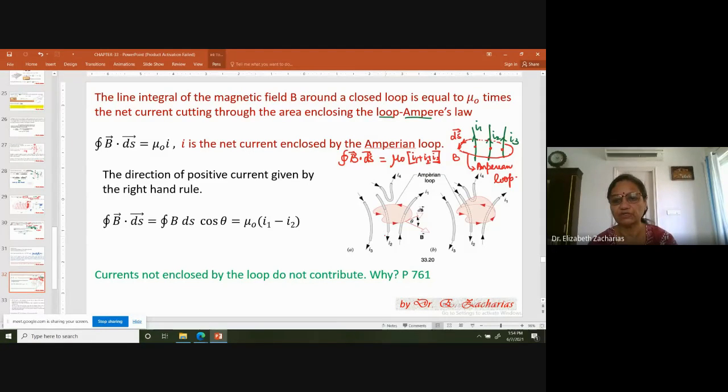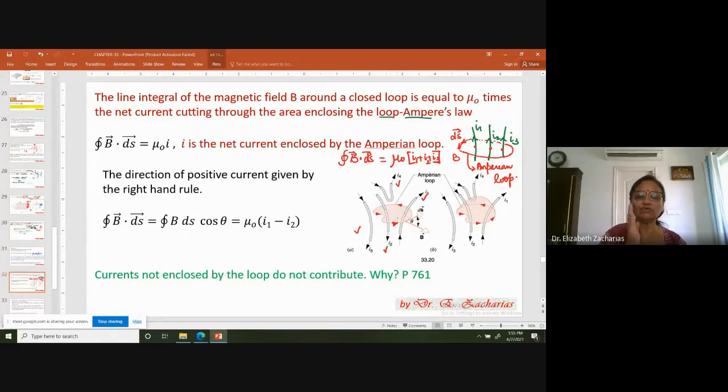I hope you're able to see the picture. Here is my loop. You can see the light pink, which is a surface enclosed by the loop. Here you have a current I1 which is going upward. There is a current I2 which is coming down. Then there is a current I3 which is outside the loop. There is a current I4 which is not cutting the area. Now in this case, what should I do? I have to decide the direction of my integration. Do I want to integrate like this or like this? That I have to decide.